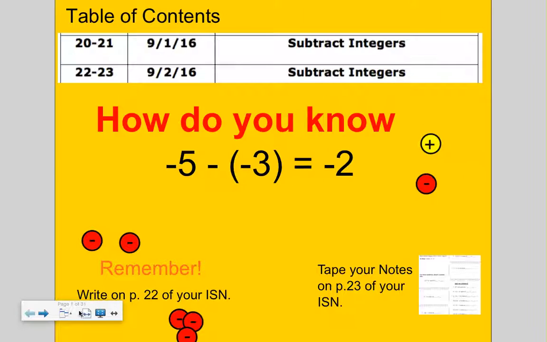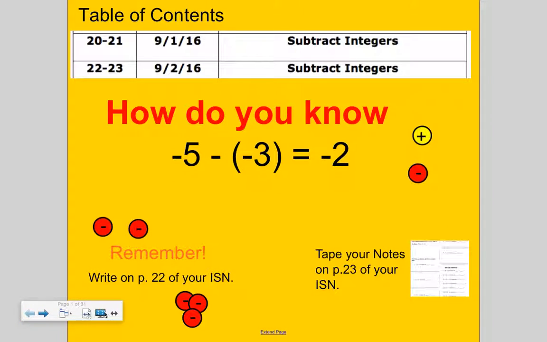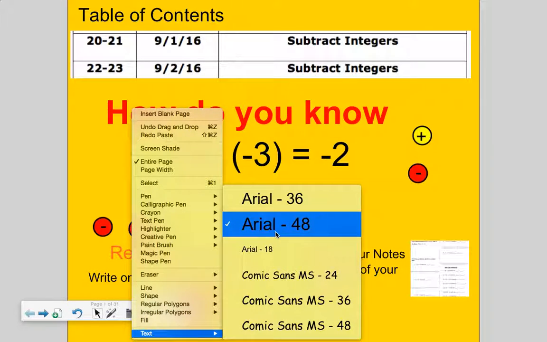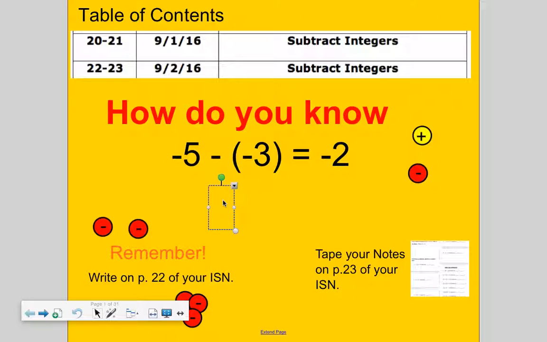Some of you may say, I prefer another way. Fine, let's use adding the opposite. Yesterday, in our previous lesson, we talked about adding the opposite. So I keep the negative 5. See, I kept this negative 5. I added the opposite. What's the opposite of negative 3? 3. So what is negative 5 plus 3?